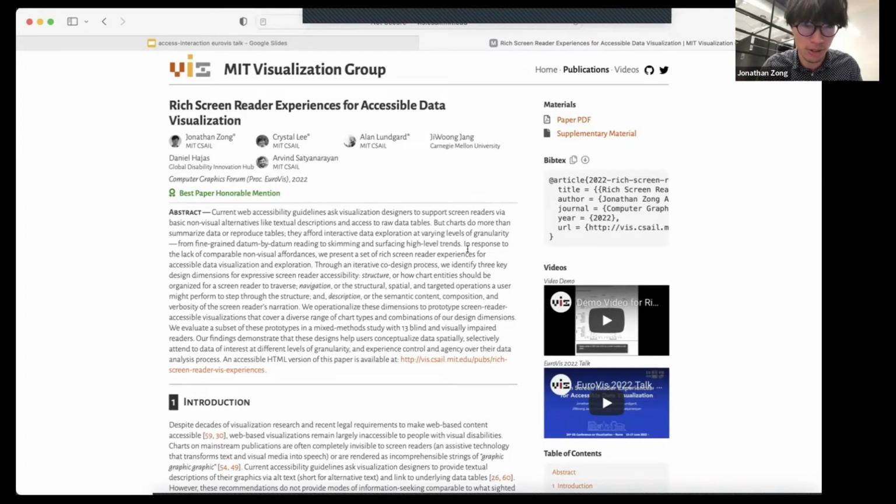So rich screen reader experiences for accessible data visit link heading level 1 hi visit link home middle dot link publications middle dot link videos link heading level 1 rich screen reader experiences for accessible data visualization. So kind of like that. VoiceOver off. All right.